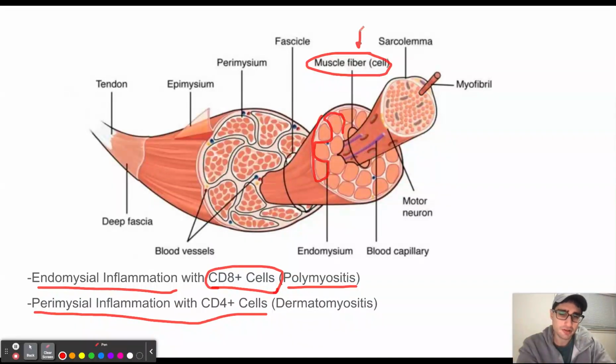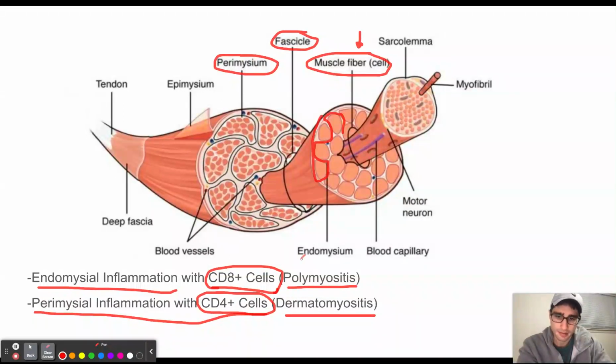When these muscle fibers bundle up together, they're going to form a fascicle, and these fascicles can come together and be surrounded by the perimysium, which is going to be a connective tissue layer that is going to be protecting the fascicles. Now, if there's inflammation against the perimysium, that can result in the symptoms of dermatomyositis, and the cells that are going to be causing the inflammation here are going to be CD4 positive T cells, also known as helper T cells.